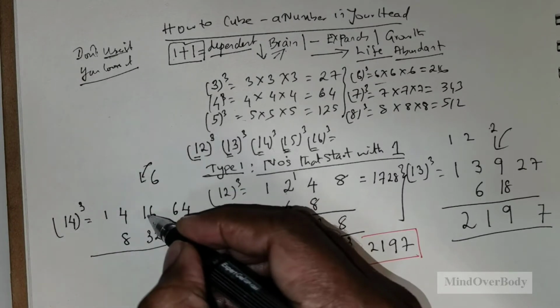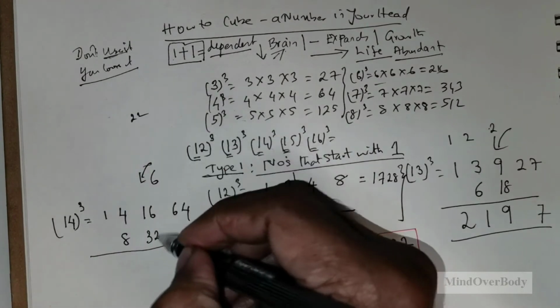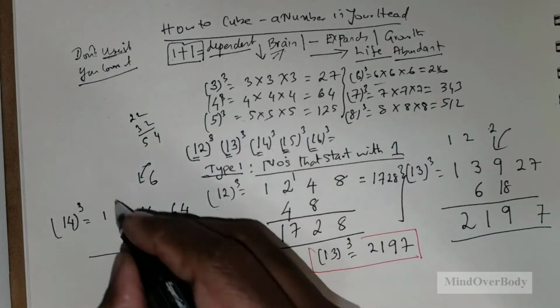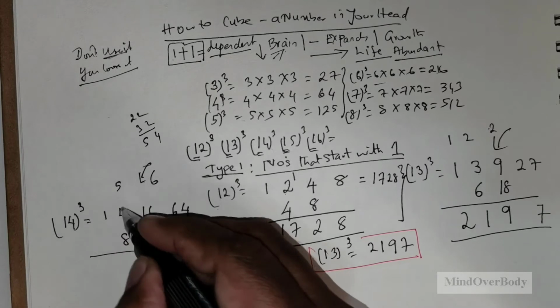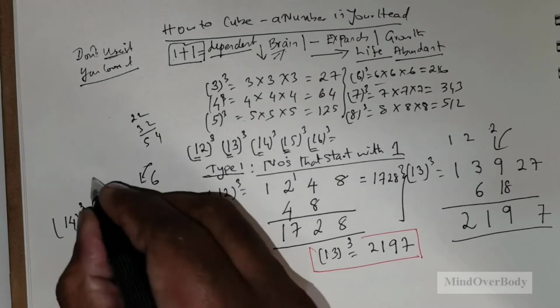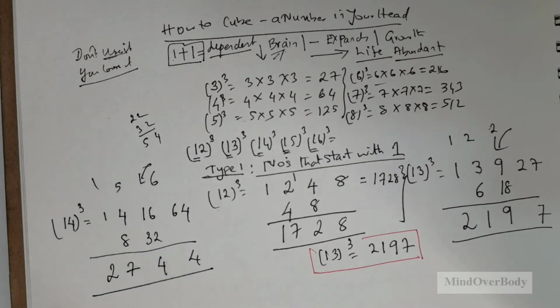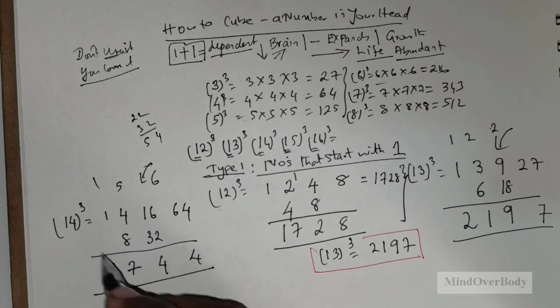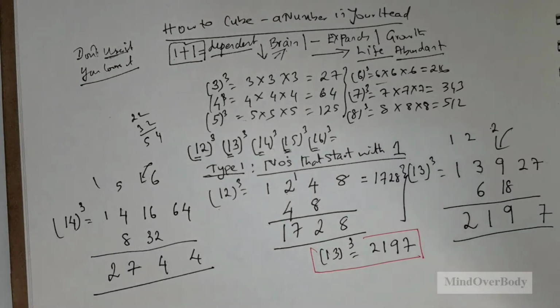So 6 added with 16 will give you 22. 22 added with 32 will give you 54. Place the 4, carry the 5. 4 added with 5 will give you 9. 9 added with 8 will give you 17. Carry the 1 there, so you get 2 there. So 2744 will be the solution for 14 cubed.